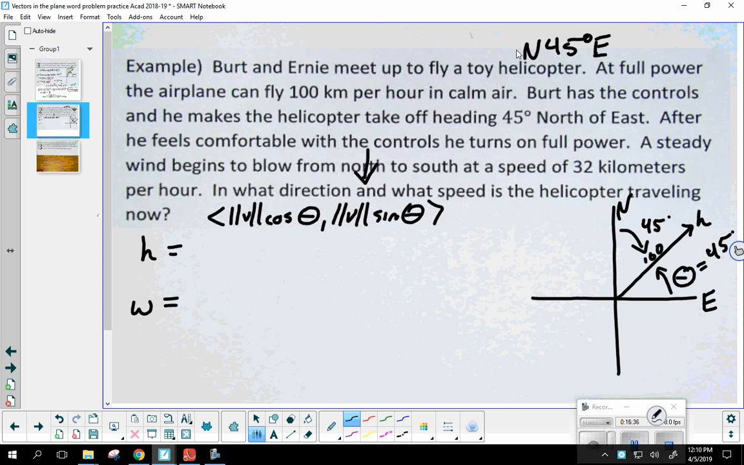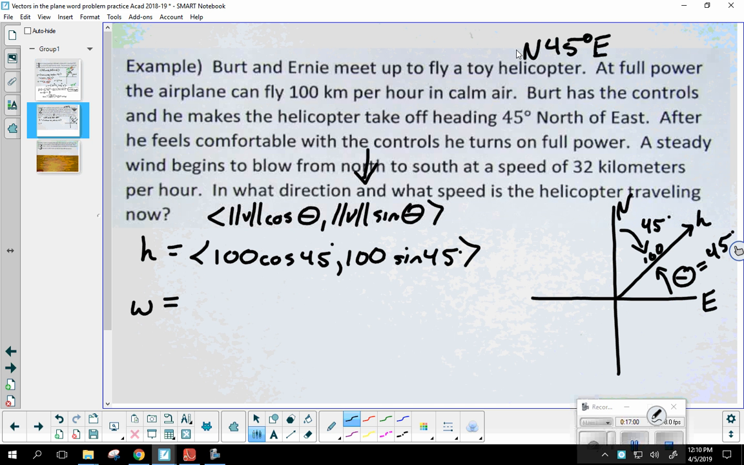So how am I going to fill in this formula? What's the magnitude of the helicopter? Okay, so it's going 100 kilometers per hour times the cosine of what? 45, comma, 100 sine of 45. Just like that. Now we can easily go ahead and figure out the decimal value for each of those.